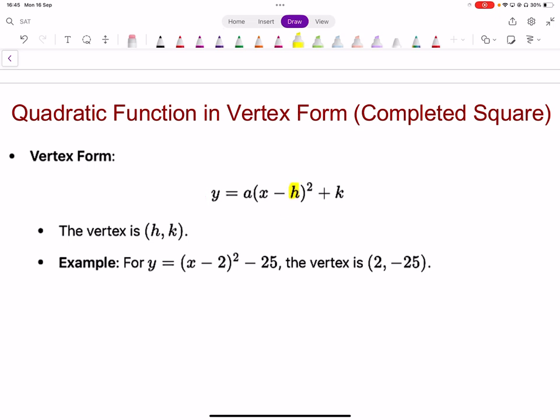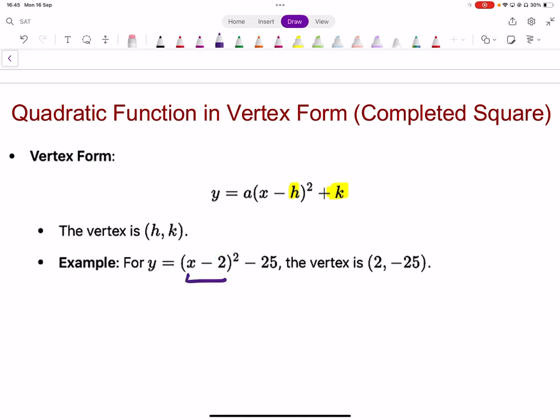This number is going to be the x coordinate of the turning point, and this is going to be the y coordinate of the turning point. So if you have x minus 2 whole squared minus 25, the vertex is 2 and minus 25. Okay? So how do you find the x coordinate in this form?